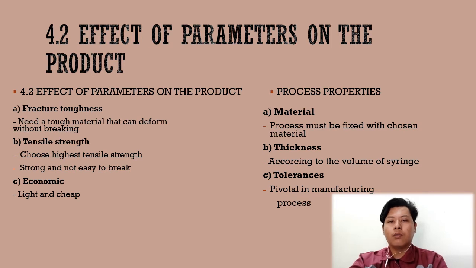Next, the process properties. The material: the process must be fitted with the chosen material. The injection molding process is used because it suits the requirements of the material. Next, thickness. The thickness of the syringe increases according to the volume of the syringe. The tolerances are pivotal in the manufacturing process because they determine how well a part will fit in the final piece. Thank you.